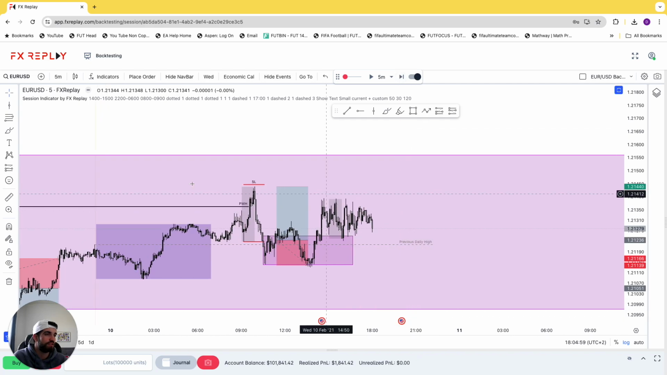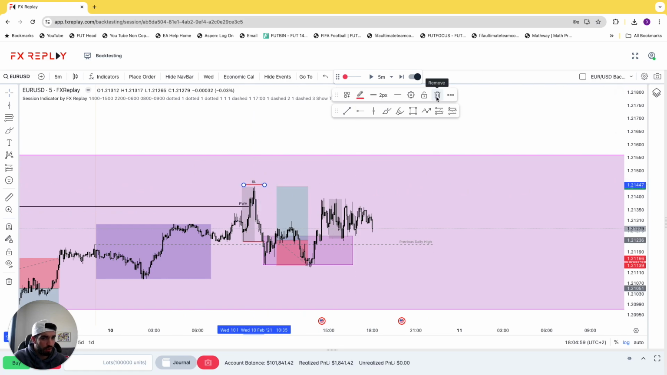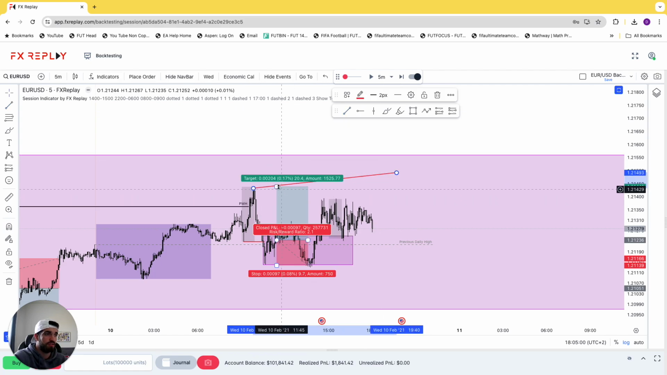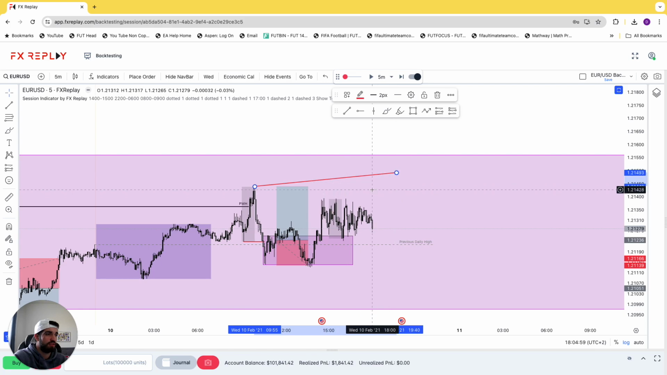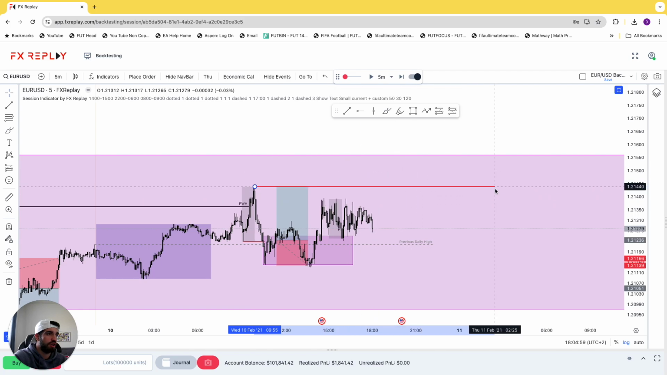Okay, Powell's speech later. So, in this situation, quite honestly, just because look at this price action, right? It's already later in the day. There's still a Powell speech later on. I would have this as a zone. I would have an alert set on this high.